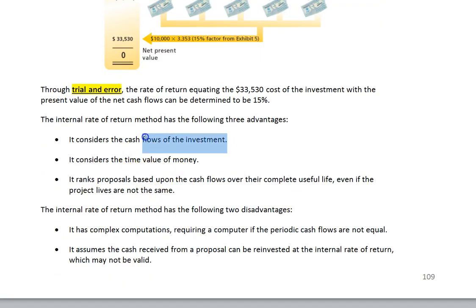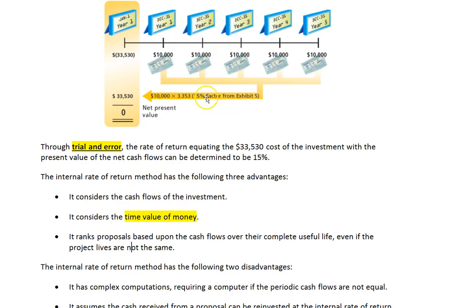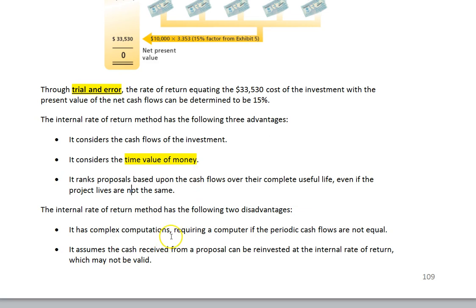So advantages, it considers the cash flows. It considers time value of money. That's a big one that we like. Even if their lives are not the same, it's going to give us an interest rate, which makes it comparable. Disadvantages: complex calculations, it usually requires a computer. And also, just like net present value, it assumes that the cash received can be reinvested at the internal rate of return, which may not be a valid assumption.